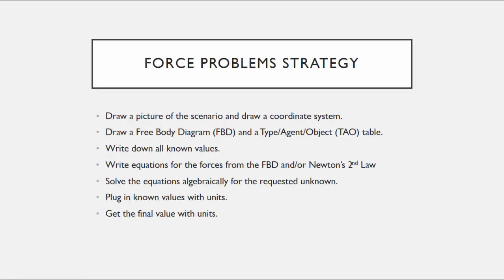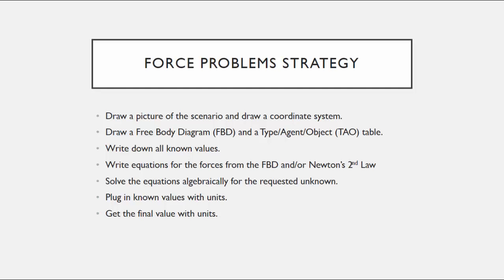As always, when we do force problems, we're going to have a strategy that we follow to help us figure out what to do. The first thing we're going to do is draw a picture of the scenario with the coordinate system. Then we're going to draw a free body diagram of all the forces on the object that we're interested in. And we're also going to have a type, agent, and object listed for each of those forces. We're going to write down every value that we know, and then we're going to write down equations either from the free body diagram directly or from Newton's second law. Usually we're going to have an equation in the x direction and an equation in the y direction. Then we might have additional equations for individual forces.